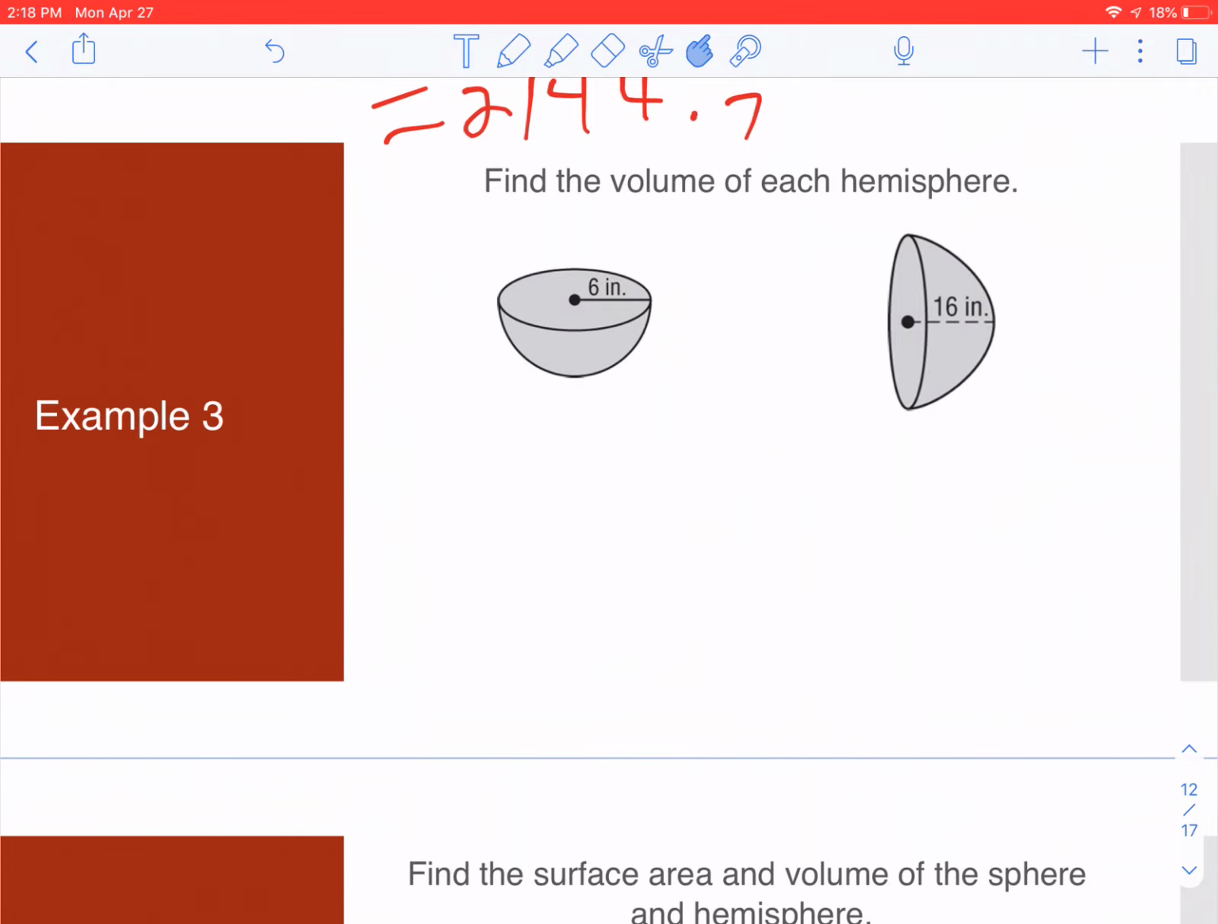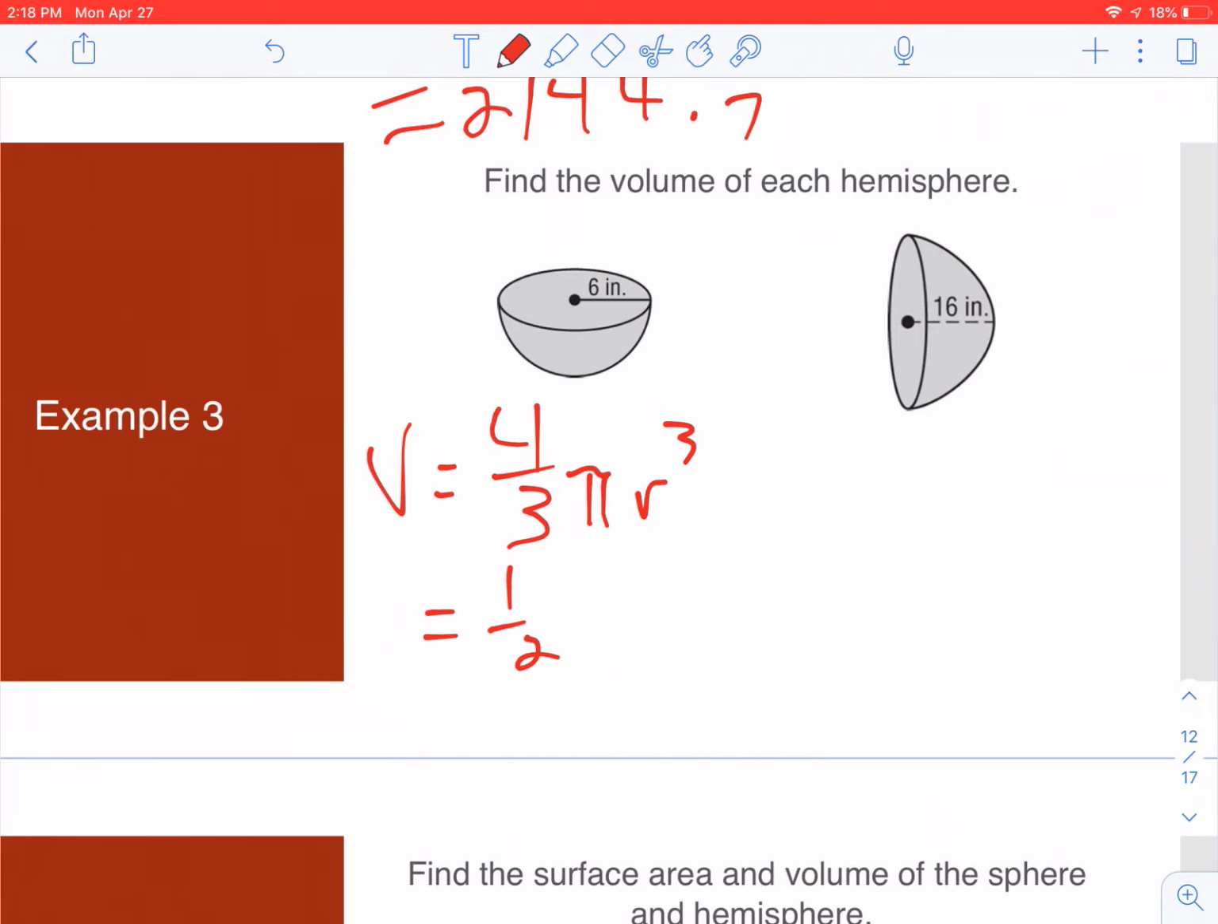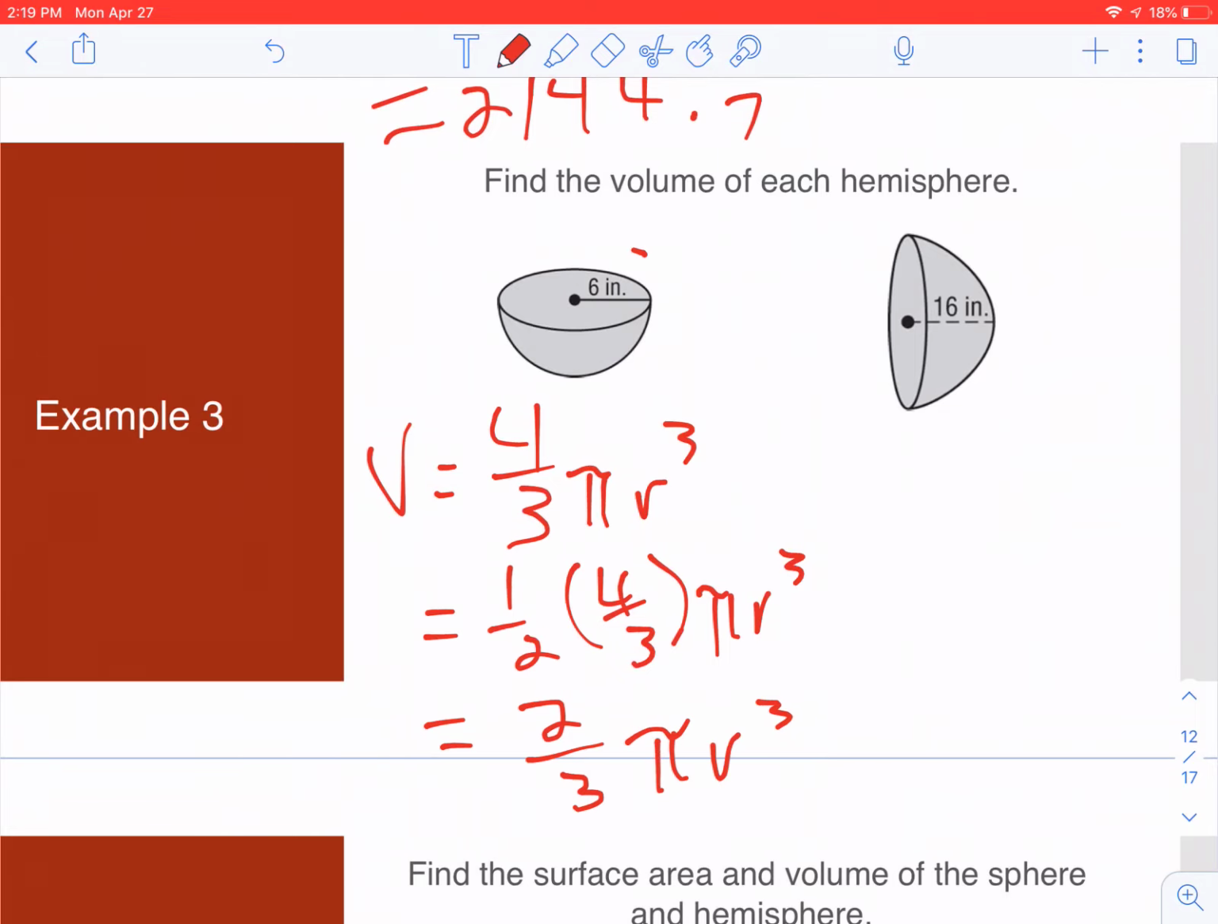Find the volume of each hemisphere. I'm not going to solve these, but I'll show you how we get our equation. I'm going to take 1/2 of 4/3. And when I take 1/2 of 4/3, it's going to give me 4/6 or 2/3 pi r cubed. Once again, I just take my radius, plug it in, and solve.